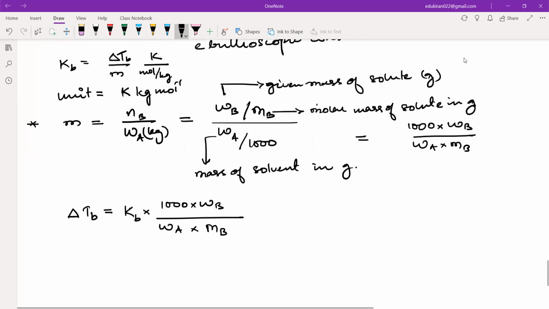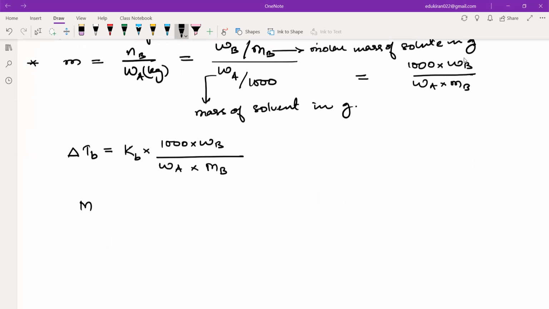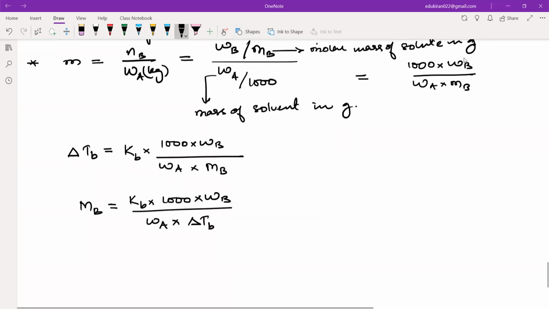Now you can see that we can write MB is equal to how much? MB will be equal to, इसको हम यहाँ ले गए, डेल्टा टीबी को वहां ले गए, तो KB into 1000 into WB divided by WA into delta TB, sorry, delta TB को यहाँ लाना था, ठीक है? So you write this down.